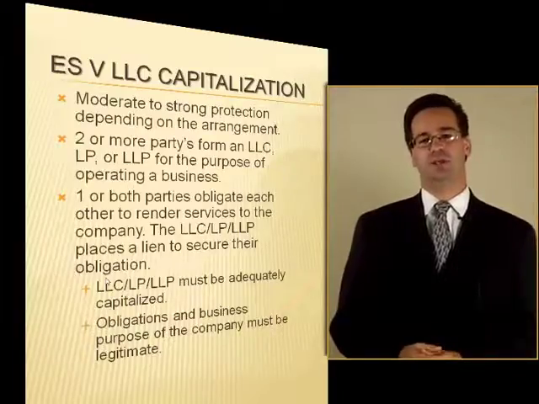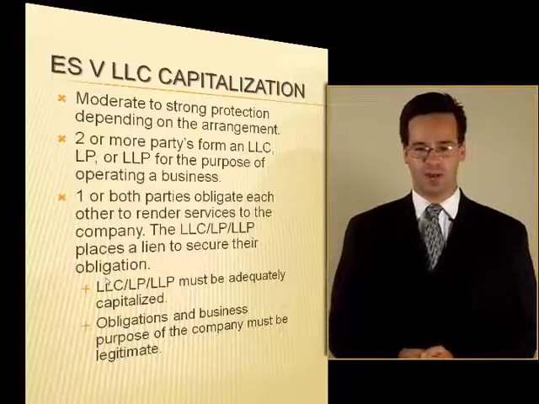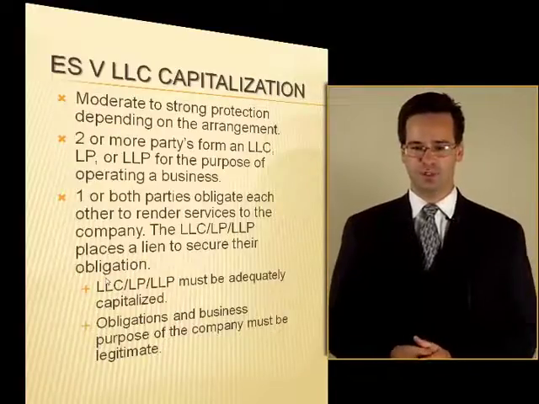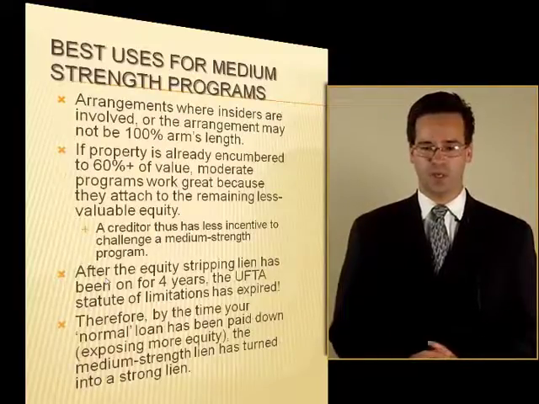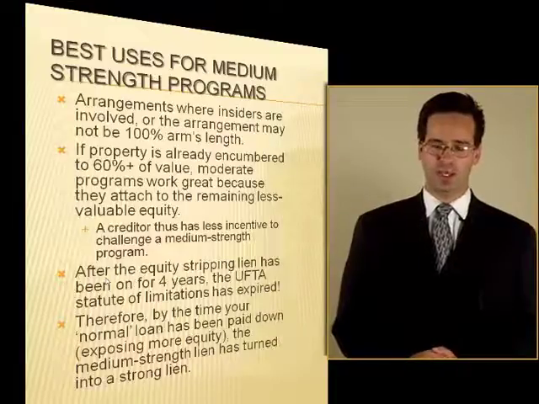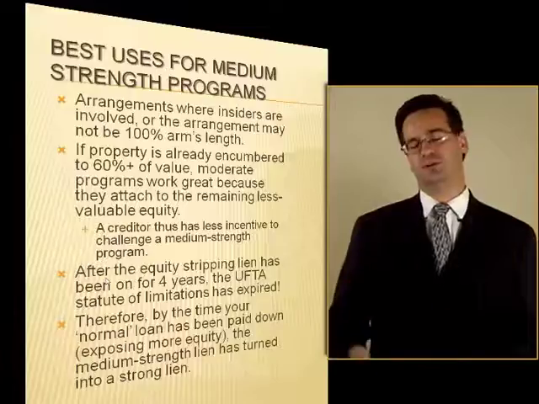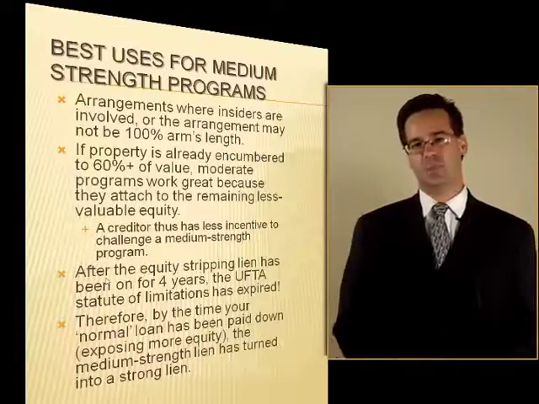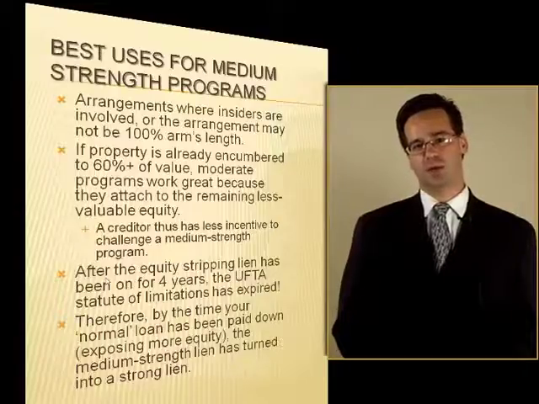But there is a place for these programs that are medium strength instead of really strong, and we'll talk about that. Next slide, please. And this is the best use for medium strength programs. I already talked about what they are. Let's say your home is worth $1 million and has a $600,000 or $700,000 loan on it. Well, I would equity strip that even if you can only do a medium strength equity stripping program.